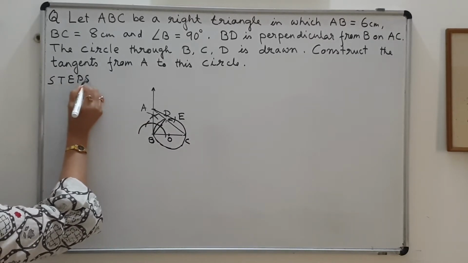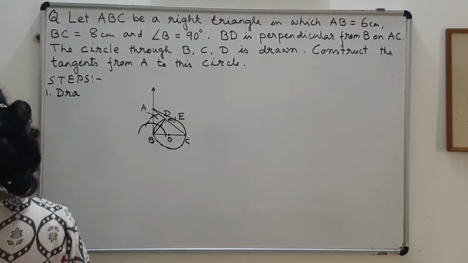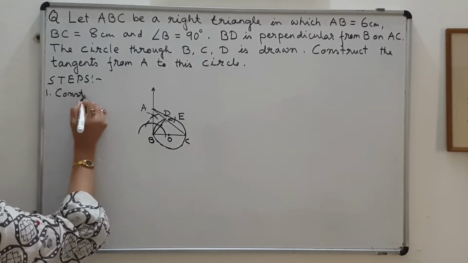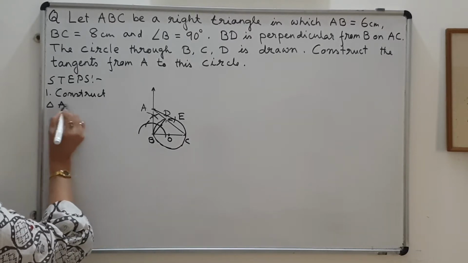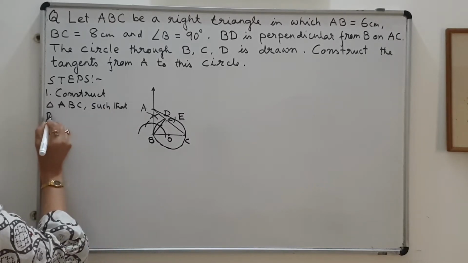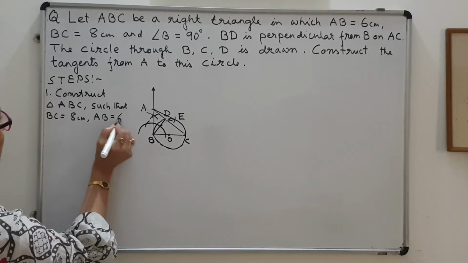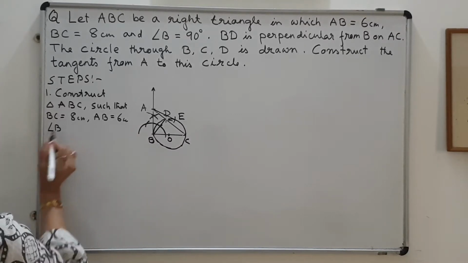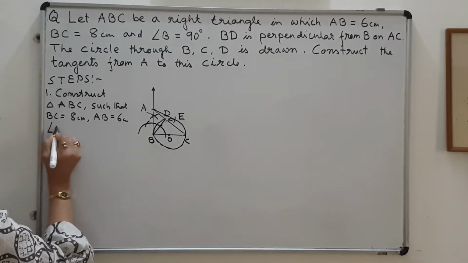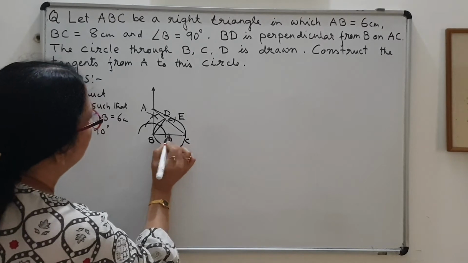Steps. First step, construct, because I have constructed the right triangle, construct triangle ABC such that BC is equal to 8 centimeters, AB is equal to 6 centimeters, and angle ABC is equal to 90 degrees.